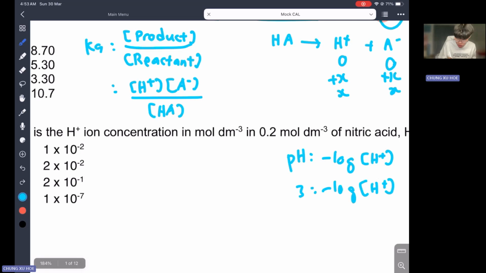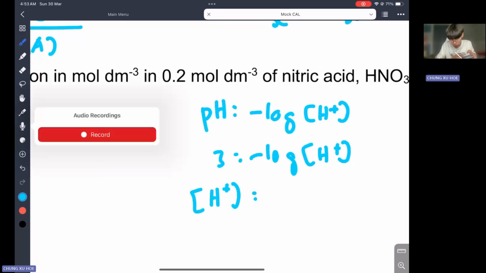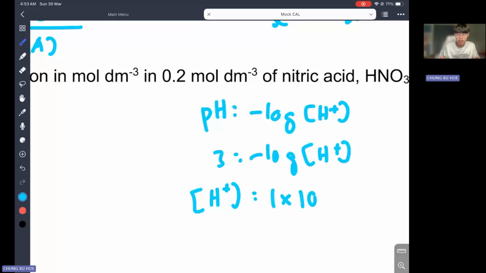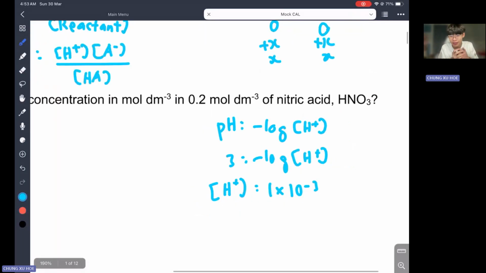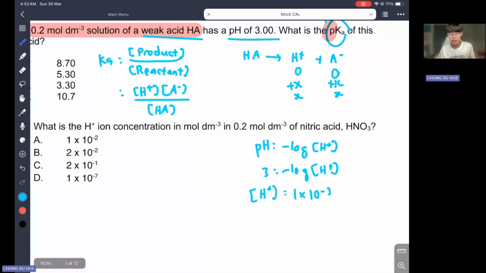My H plus concentration, what is it? So let's do the negative log, shift log, remember to put negative 3. You'll get 1 times 10 power of negative 3 as your answer. So this is my H plus. And since my H plus is x, my A minus is also x, they are the same thing. So what I'm going to do is square this in my calculator: 1 times 10 power of negative 3 times 1 times 10 power of negative 3.